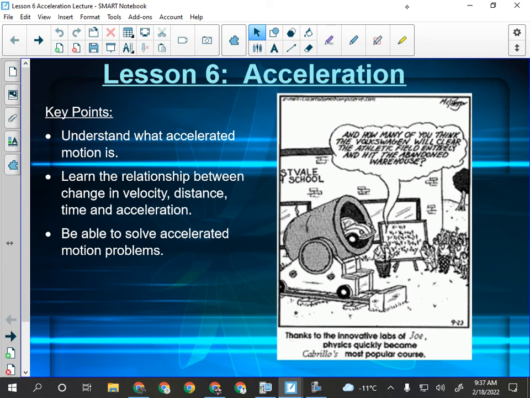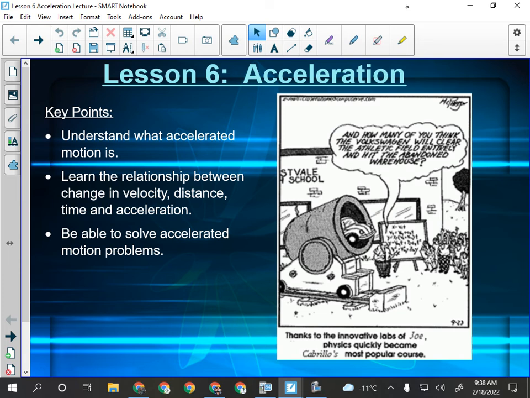All right, we're going to learn the relationship between change in velocity, distance, time, and acceleration. That's basically the new formulas you're going to use, which is basically just algebra. Right? It's not that they're going to do anything crazy. They're just new formulas you have to know how to use, and be able to solve accelerated motion problems. The big thing here, guys, is write out your givens, because they will help you to choose which of the 5 acceleration formulas you should use.